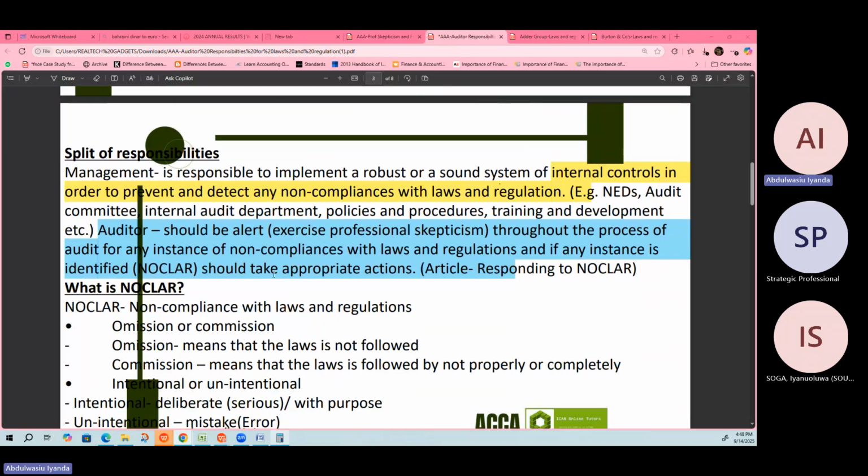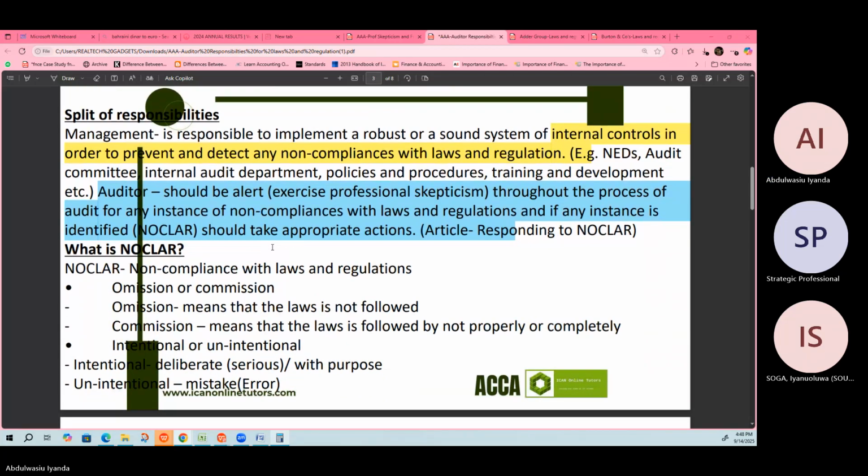So what should the auditor's responsibility here be? The auditor should be alert and exercise professional skepticism throughout the process of the audit, so that if there's any instance of non-compliance with regulation, we're able to detect it, and then we'll take the appropriate action.